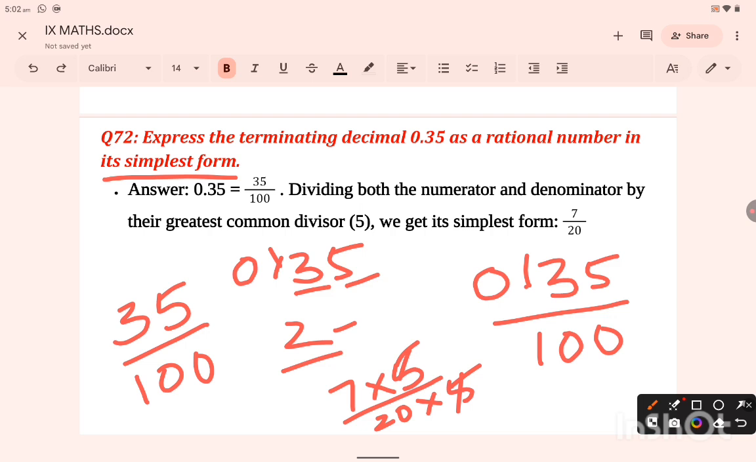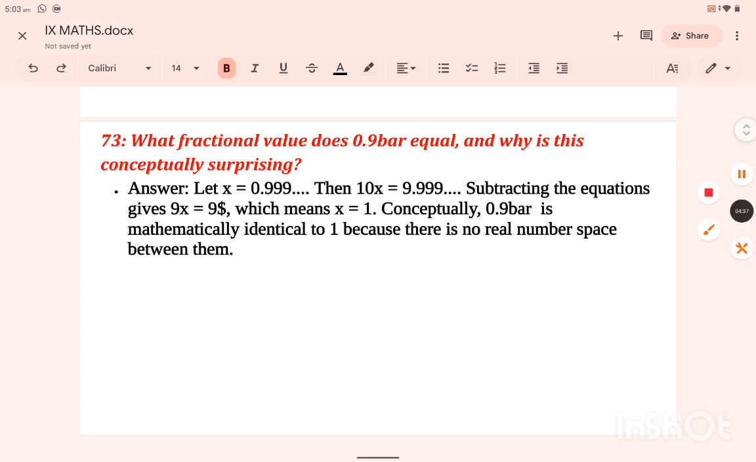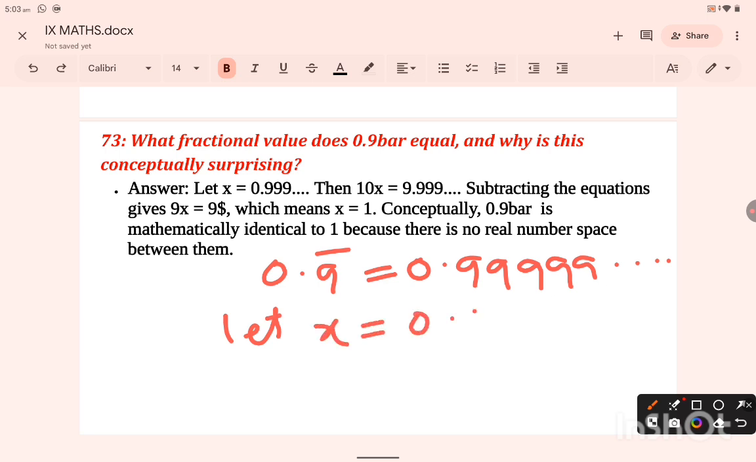Okay. Now next question, 73. What fractional value does 0.9 bar equal, and why is this conceptually surprising? Here it is given 0.9 bar, which can be written as 0.99999 and so on. Let x be equal to 0.9999 and so on.